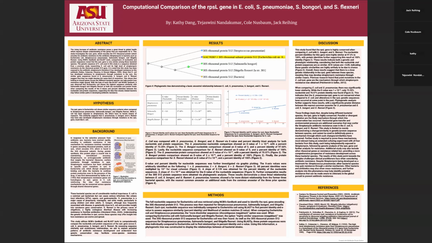When comparing E. coli and pneumoniae, there was a significantly lower similarity. While the E-value was 1 times 10 to the negative 42nd, only 72.2% nucleotide and 70.07% protein identity was found. This indicates that the pneumoniae rpsL gene is not conserved when compared to E. coli, and alterations in the rpsL genetic sequences have occurred at some point in the past. Phylogenetic analysis further supports these results with a significantly greater distance between the nearest common ancestor for pneumoniae and E. coli, bongori, and flexneri. These findings imply that, despite being different bacterial species, the rpsL gene is highly conserved.